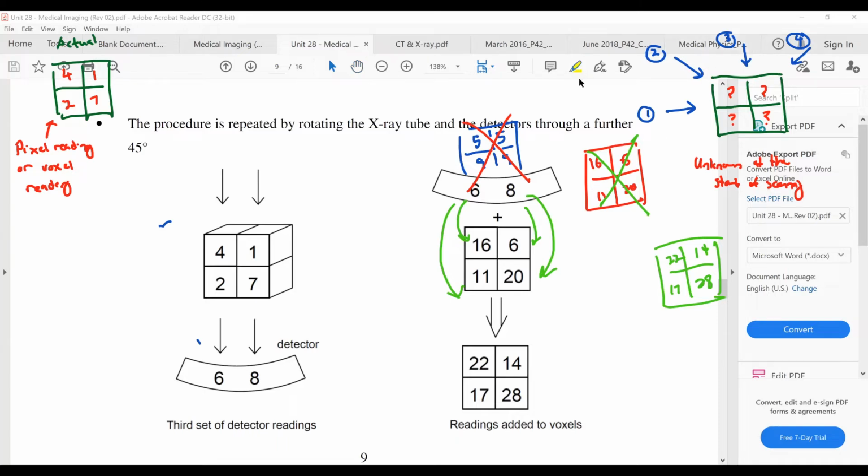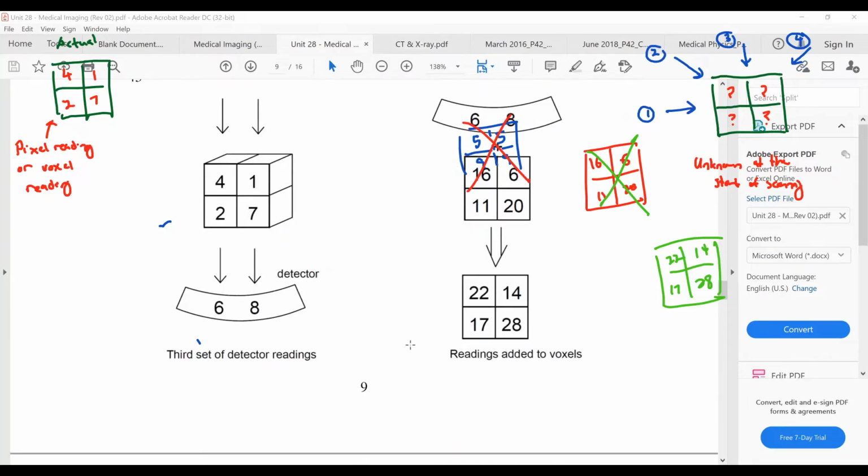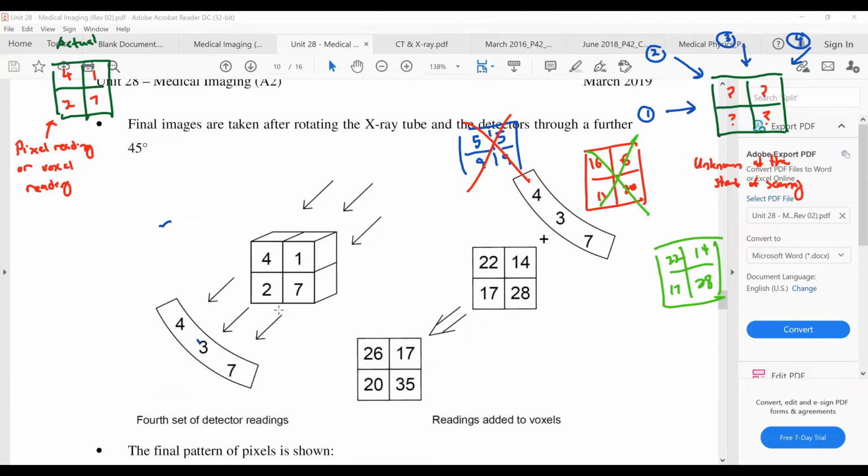You will now move on to the fourth direction, which is here. Okay, so same thing again. Now you add up your total detector readings in that last direction. If your transmitter is here, your detector is here, what is the total in this direction? 4 will give you 4 here. 1 plus 2 will give you 3 here. 7 will give you 7 here.